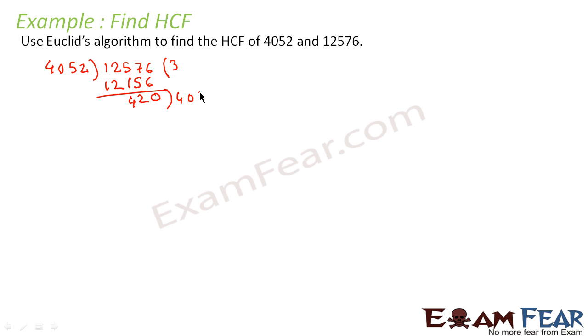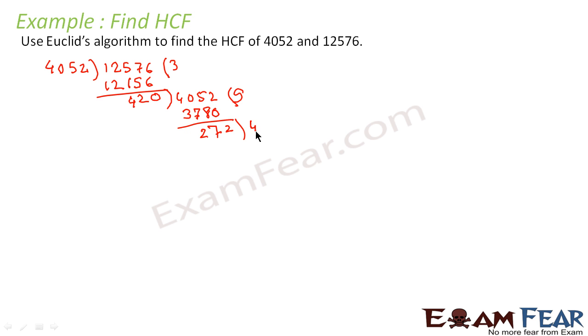Now since it is not 0, I will again divide 4052 by 420. I think I can divide by 9, because 10 would be extra. If I multiply by 10, this becomes 4200. So I'll go by 9. 9 into 420 is 3780, and subtracting gives 272.